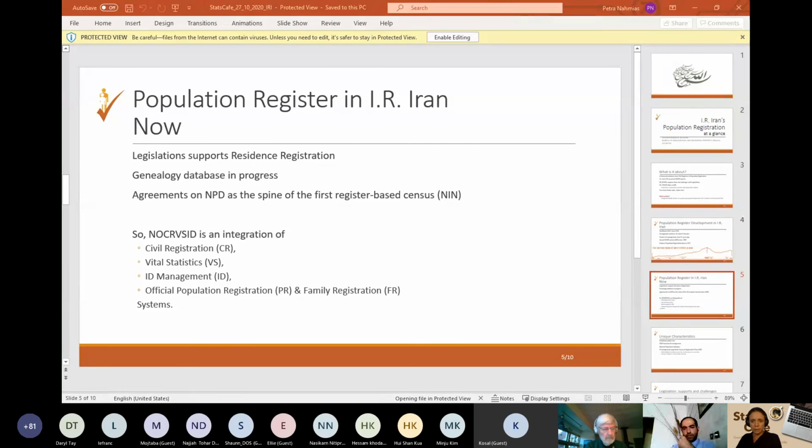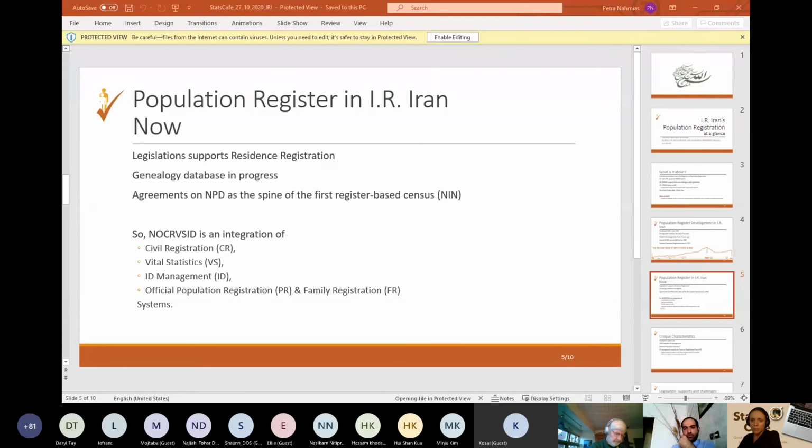And these three systems, civil registration, vital statistics, and ID management, were integrated into one system, which is now internationally known as the term CRVS ID. The first smart card was issued in 2012, and let me say that it was the birthday of population registration in Iran. Now all administrations are mandated to use national identity numbers in all services provided to individuals, and it is required by law that individuals declare change of address and apply for residence registration.